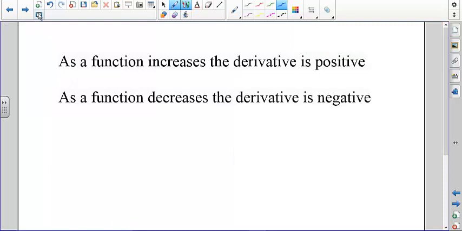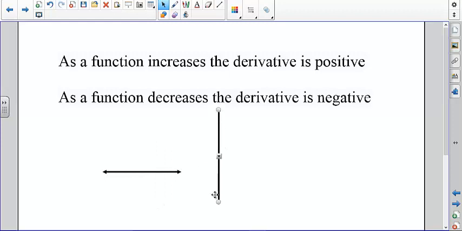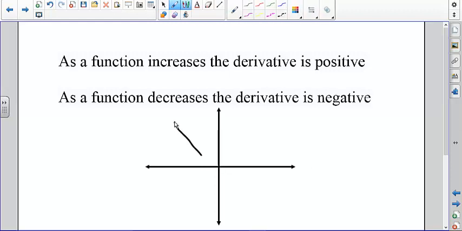So there's a couple of ways to look at this. You can say as a function increases, the derivative is positive. As a function decreases, the derivative is negative. So here we're just making observations about the derivative. So let's see what that's saying. So here's a graph. Here's some coordinates, and actually we could make it a little bigger, because I'm only going to show one graph. So let's just do a parabola.